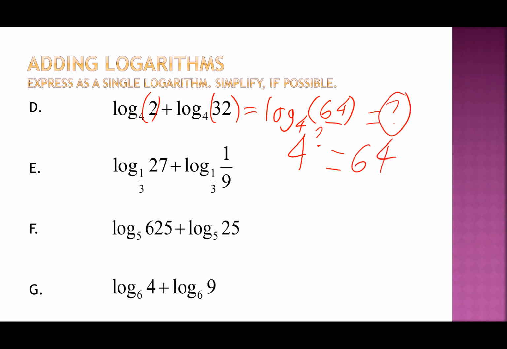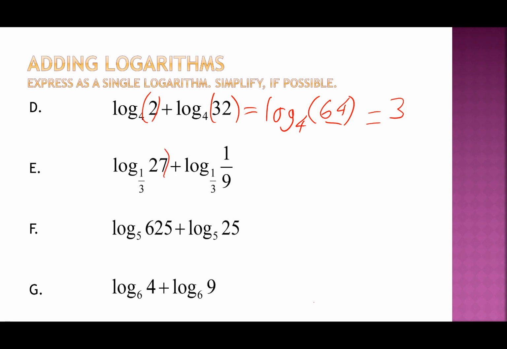So to know what this number is that this logarithm equals, I have to think, well, what power goes on 4 to make 64? Is it 4 to the second power? Is it 2? No, because 4 to the second power is 16. It's actually 4 to the third power. So if you know that 4 to the third power is 64, then you know that the log base 4 of 64 is equal to 3. Okay.